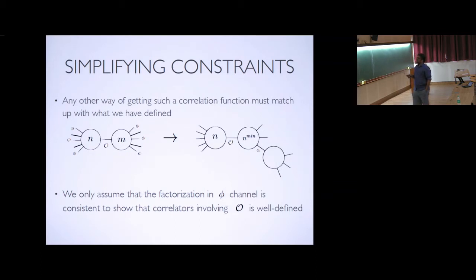So I can pick m, let's say, which is greater than n minimum, and I take this block and decompose it in the factorization channel where there is a phi that appears. This is guaranteed to exist because this is non-zero and this is non-zero, so this channel is guaranteed to exist. Please.